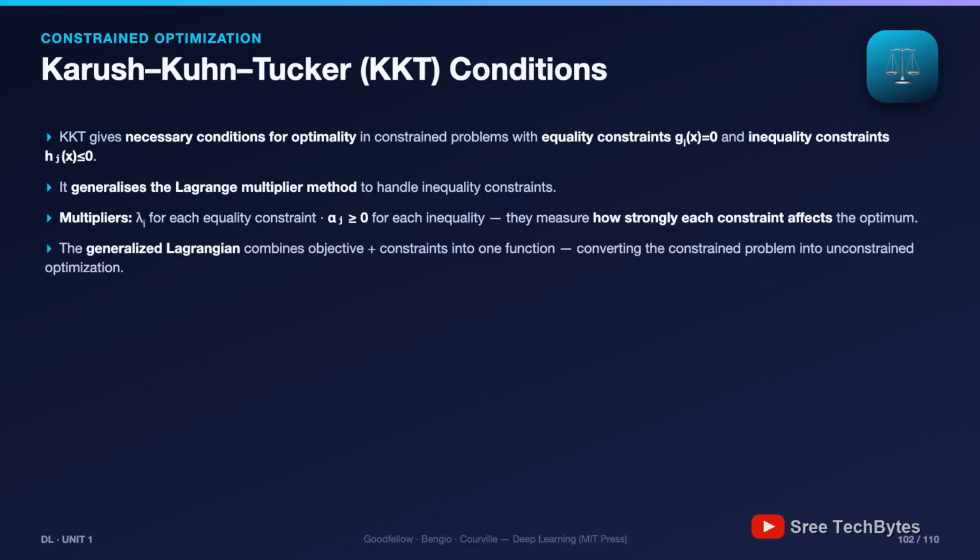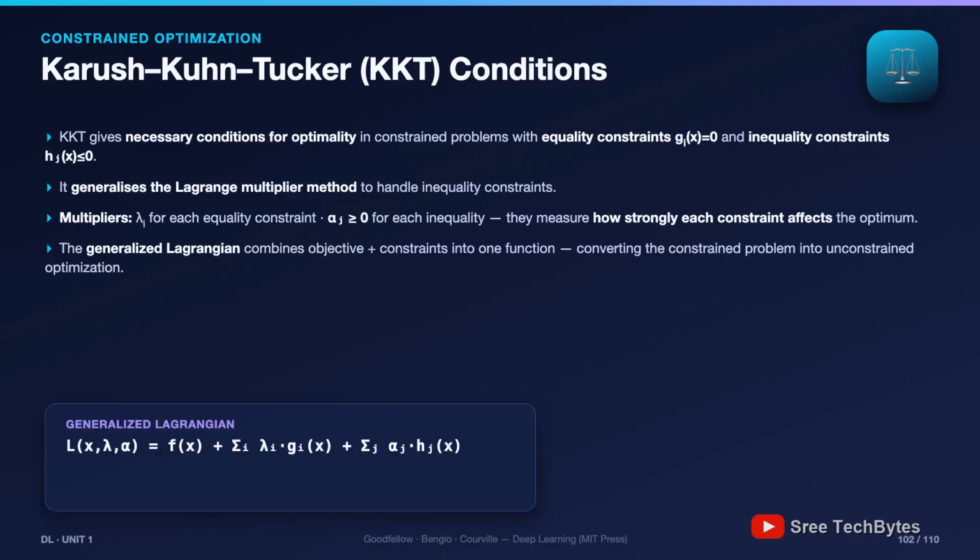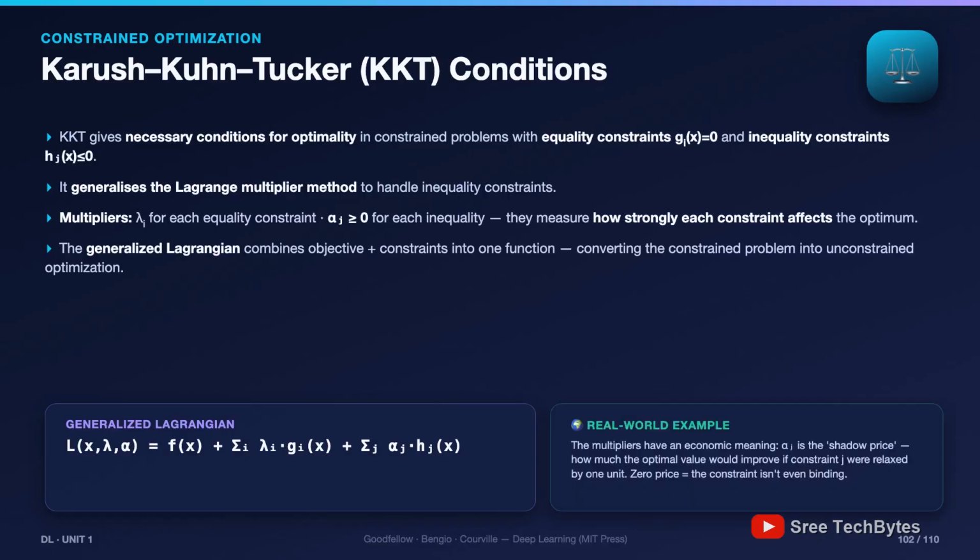And here's the interpretation that makes multipliers feel real: each alpha is a price. Economists call it the shadow price, how much the optimal value would improve if you relax that constraint by 1 unit. A constraint that doesn't bind costs nothing. That thought becomes a theorem on the next slide. Historical loop worth savoring: support vector machines, the algorithm that once eclipsed neural networks in our history chapter, are trained by solving exactly a KKT system.